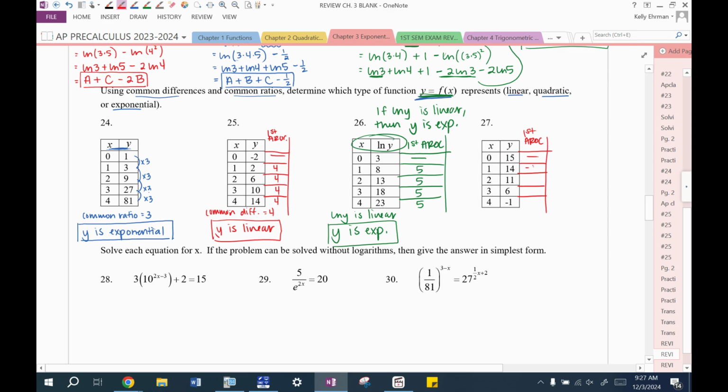14 minus 15 is -1. 11 minus 14 is -3. 6 minus 11 is -5. -1 minus 6 is -7. Not linear.